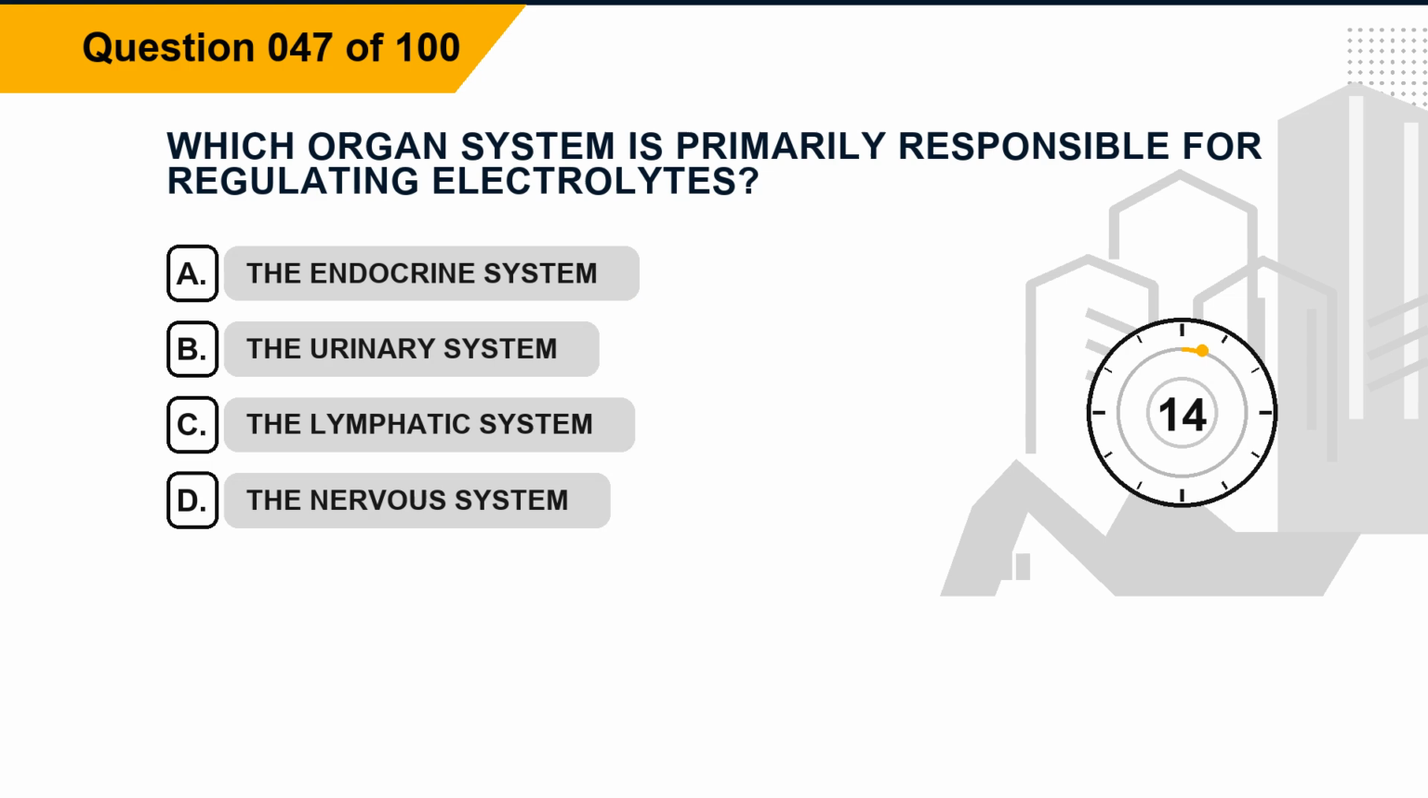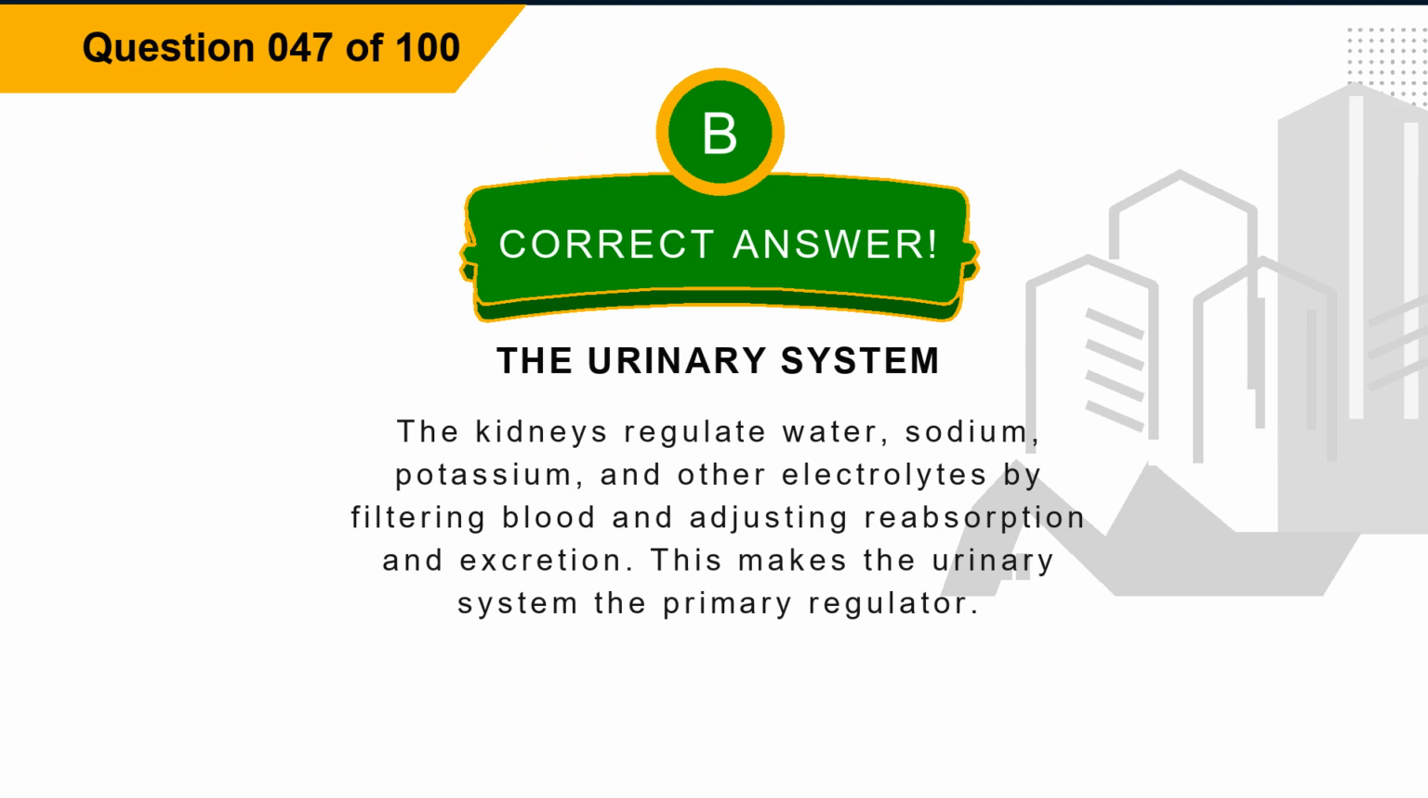Question 47. Which organ system is primarily responsible for regulating electrolytes? Option A, the endocrine system. Option B, the urinary system. Option C, the lymphatic system. Option D, the nervous system. The correct answer is option B, the urinary system. Explanation. The kidneys regulate water, sodium, potassium, and other electrolytes by filtering blood and adjusting reabsorption and excretion. This makes the urinary system the primary regulator.